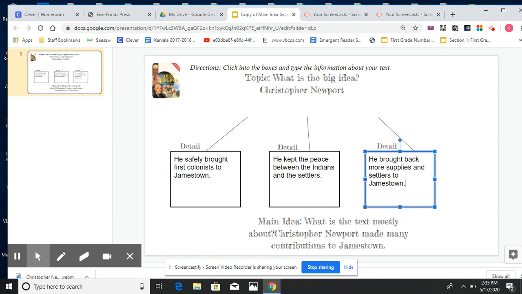So he was a very important man, and I hope that you enjoyed reading the story about Christopher Newport and learning the most important, the main idea and the supporting details. I will talk to you soon.